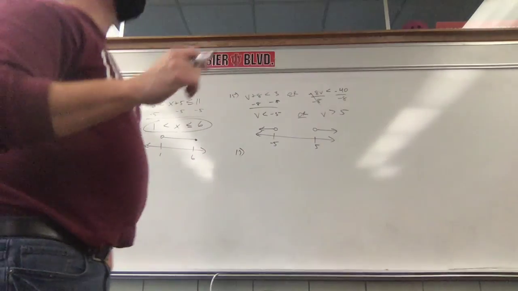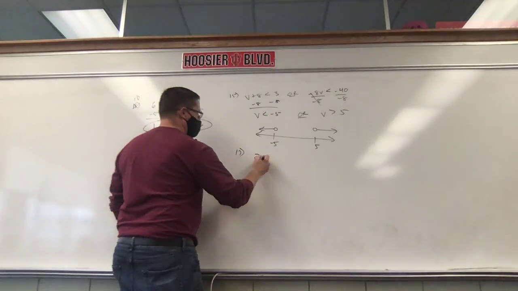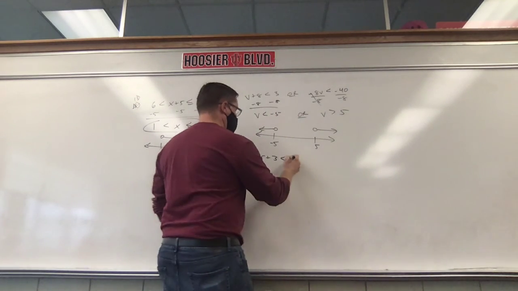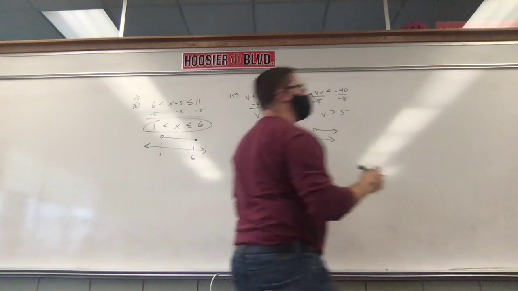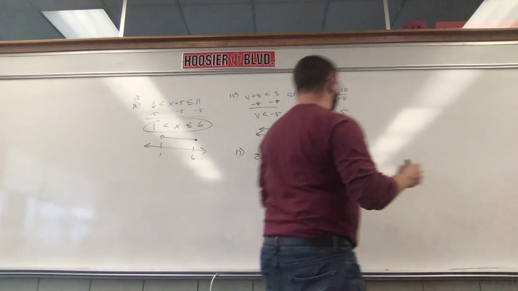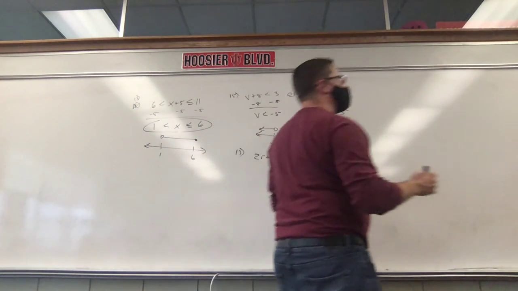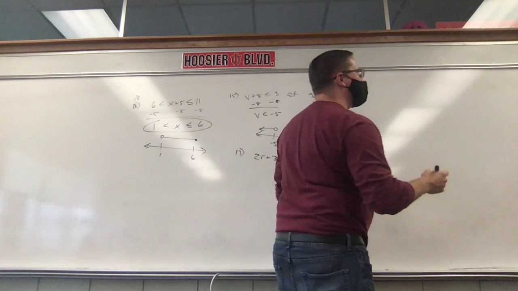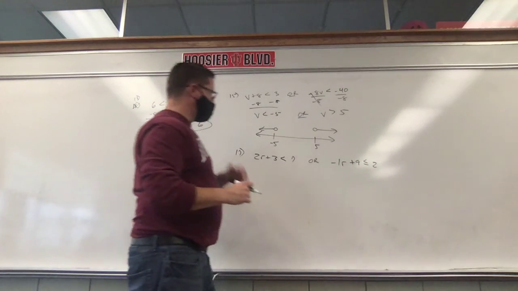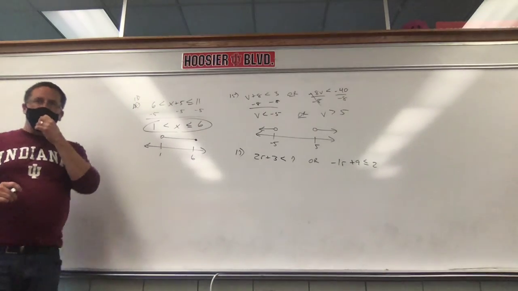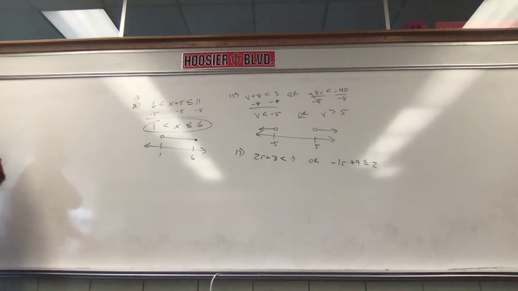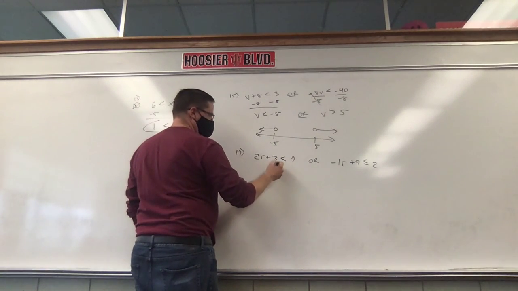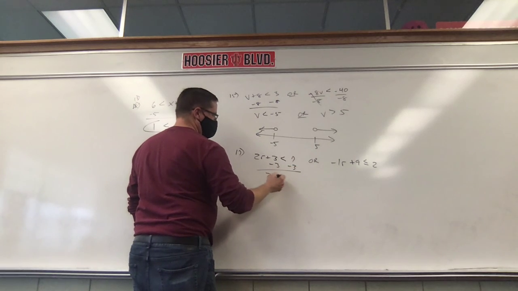Okay, 2r plus 3 is less than 7, or negative 1r plus 9 is less than or equal to 2. Which of these are we ready to graph? None. Neither one is solved for. So how are we going to solve the first one? You have to subtract 3 from each side. 2r is less than 4.